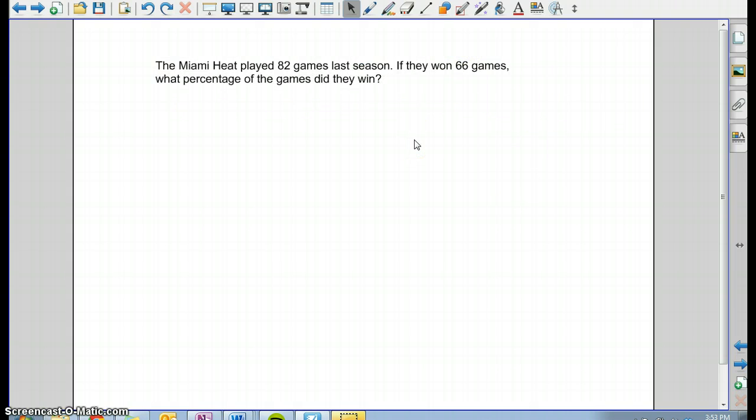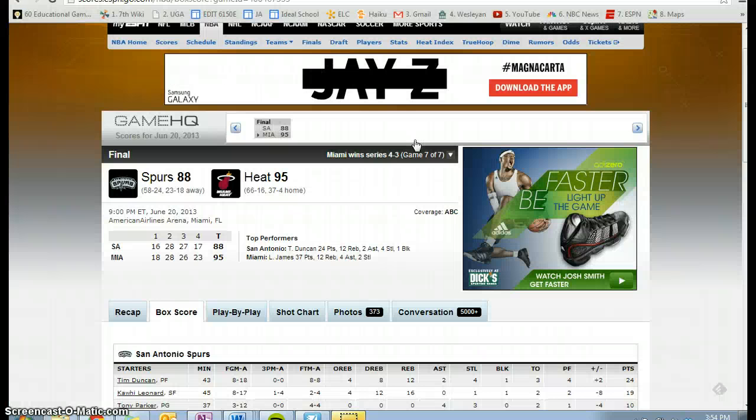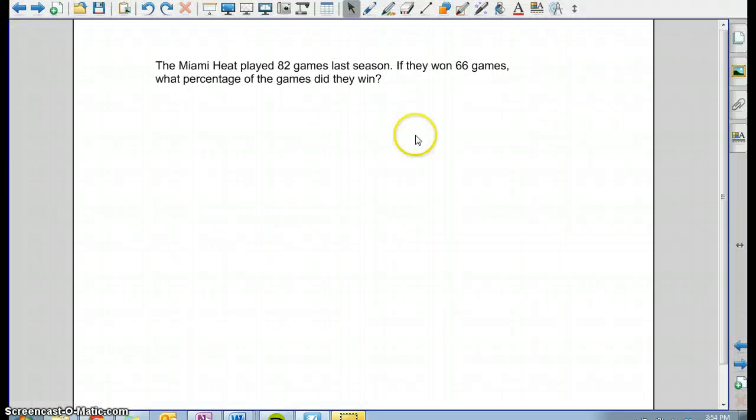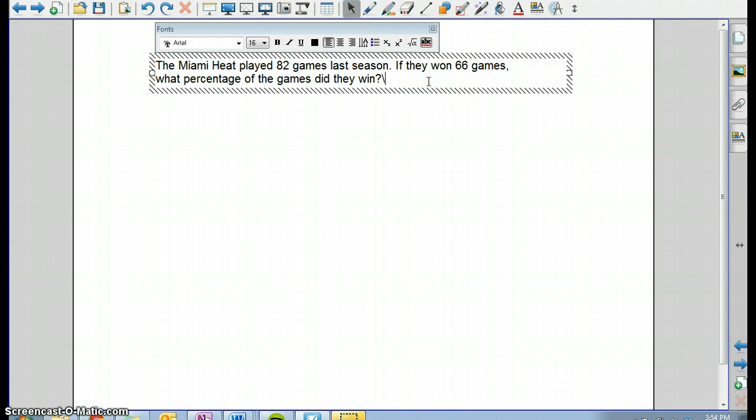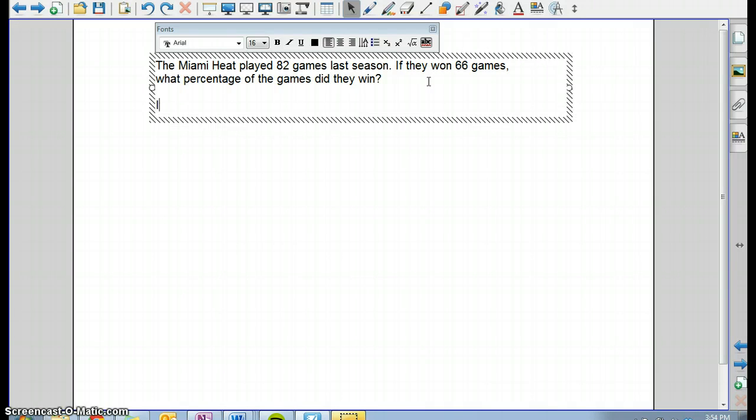They played 82 games. They won 66. 66 is part of 82. I'm asking what percentage did they win? I could also flip it around and say, well, what percentage did they lose? Okay, so I could say, the Miami Heat played 82 games last season.